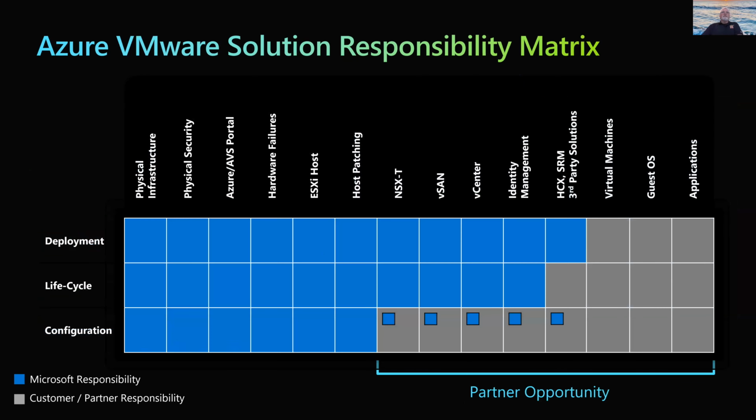From a responsibility standpoint, if you're familiar with running VMware on premises, it's going to work the same way in Azure. The only difference is there won't be any hardware to kick, if you will. So the things you're responsible for in terms of configurations are there. Life cycle deployment, those are all there. Everything in the blue Microsoft provides, everything in the gray is your responsibility. If you do need additional help, we have partners that can help with that. And if you are a partner, the gray area is a potential target for the value you might add to the solution.